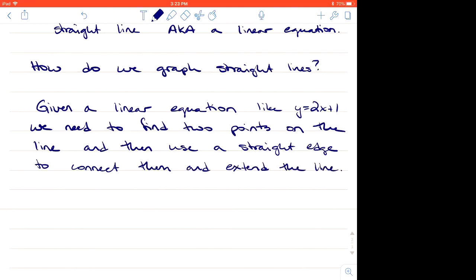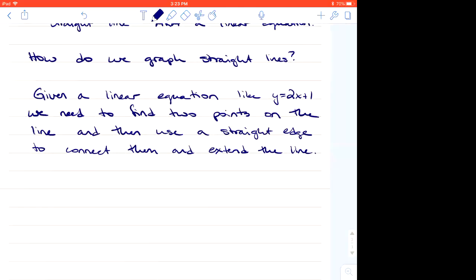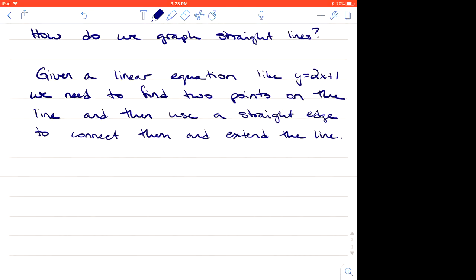The line doesn't only exist between the 2 points that you plotted. Those 2 points are arbitrary. You pick whatever points you want, and then you extend the line. Okay. So how are we gonna find 2 points? We need at least 2 points. I just do 2. We're supposed to do 3, but I see no point because they'll all be the same.